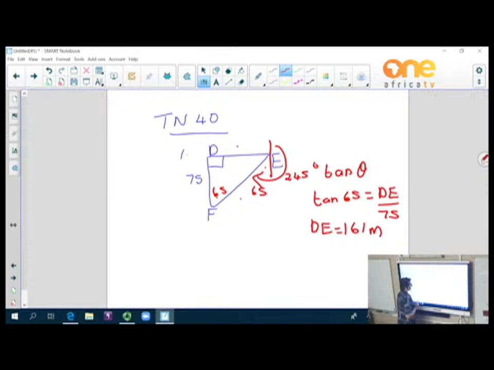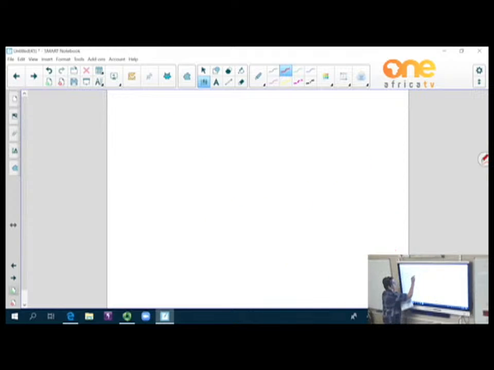Now we have to calculate this one. We can work with Pythagoras perhaps to find that side there. So EF is then equal to 75 squared plus 161 squared. I want the hypotenuse. That's why I add. And my answer is 178 meters. The next one, number 2.